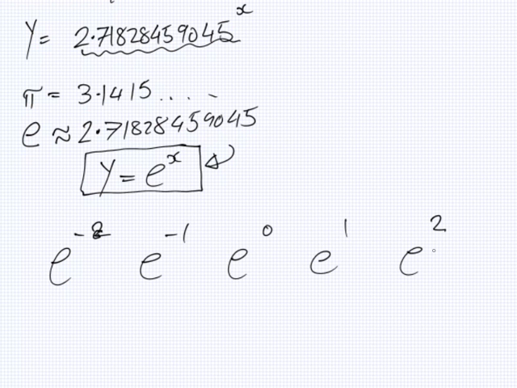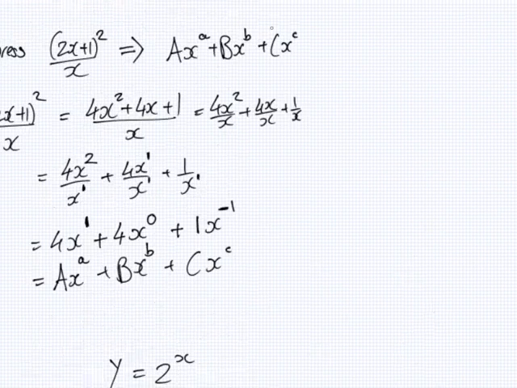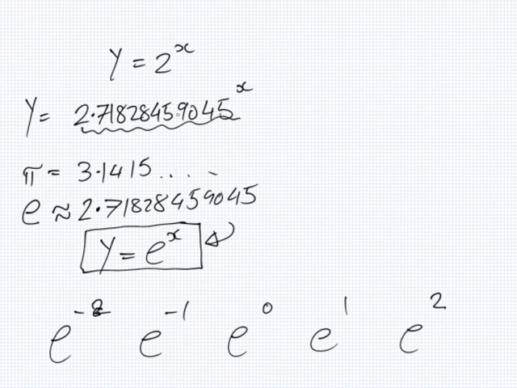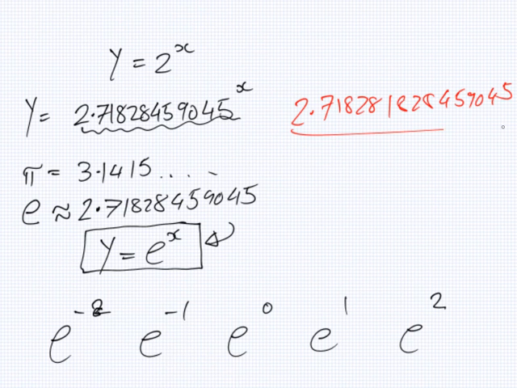Oh, sorry, I wrote the number down wrong here. It should be 2.718281828459045. You'll excuse me for not remembering it perfectly, okay?